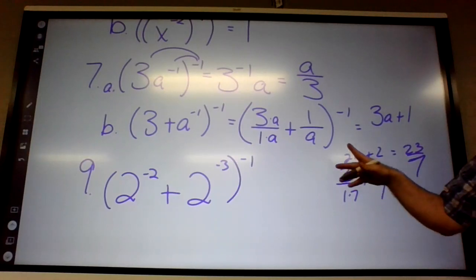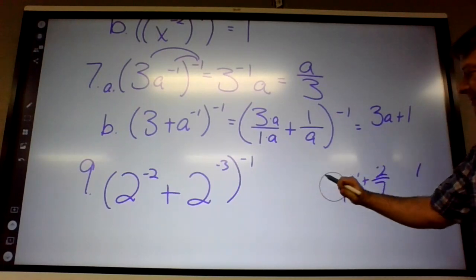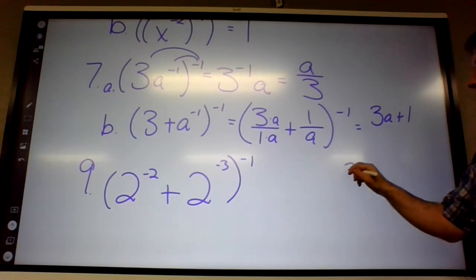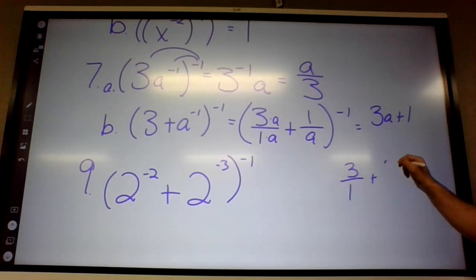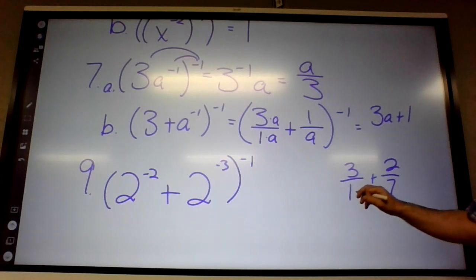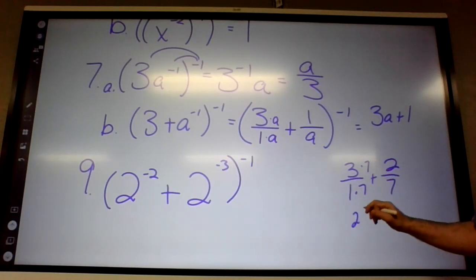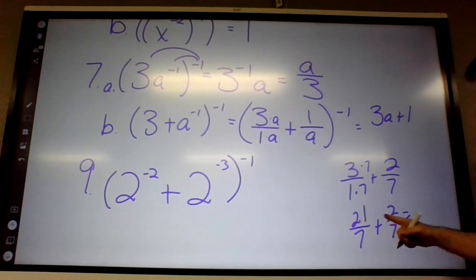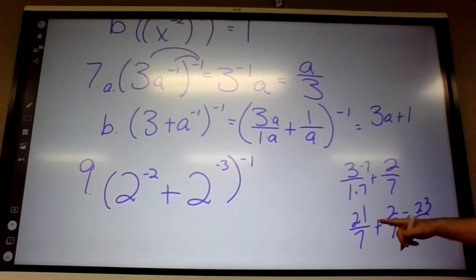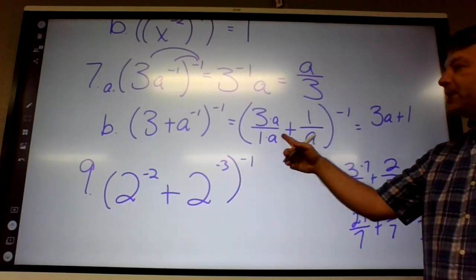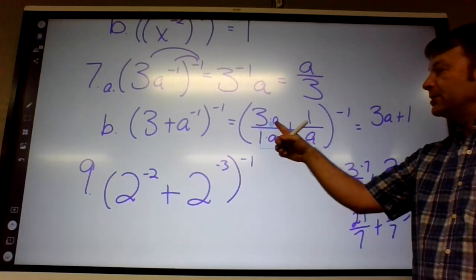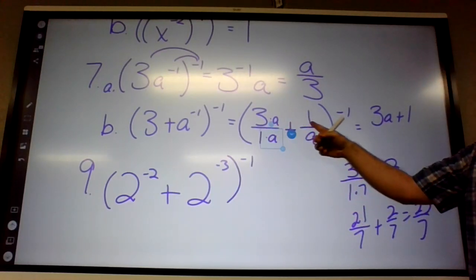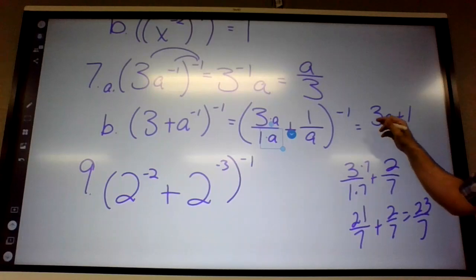You guys follow that? Should I go slower? No, that was pretty good. Okay, if you multiply by 7, this is 21 over 7. So that becomes 23 over 7. You add them together. So if you multiply this by a, it's 3a over a. So you get 3a plus 1 over a.